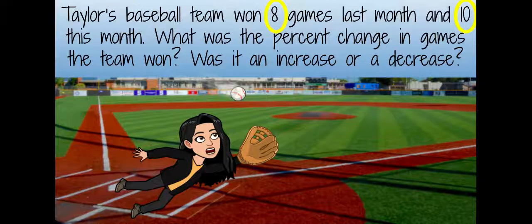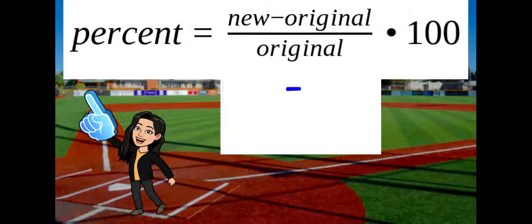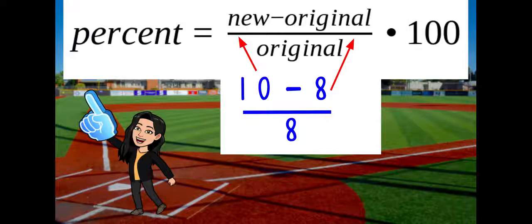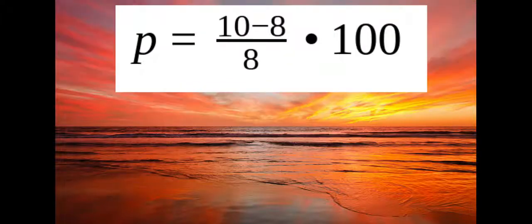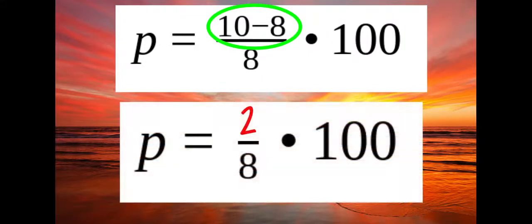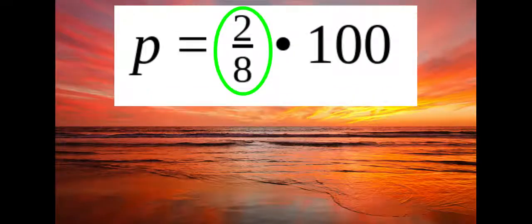Now let's figure out the percent. Since the percent is equal to the new amount, which is 10, minus the original amount, which is 8, divided by the original amount, which is 8, we're going to fill all that in to get our equation, which looks like this. So make sure you copy this down so that you can write it with me. First, we're going to solve the fraction. And we're going to do the numerator first, which is 10 minus 8. 10 minus 8 is 2.